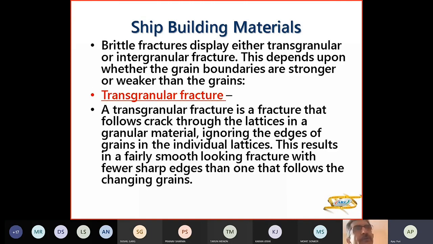Now, the types of brittle fracture can be either transgranular or intergranular. That depends on whether the grain boundaries of the material are stronger or weaker than the actual grains. A transgranular fracture is a fracture that follows a crack through the lattice in the granular material and ignores the edges of the grains. So it will go through and through. This kind of fracture will be smooth and the sharp edges will not be there because it is going through and through the lattice.